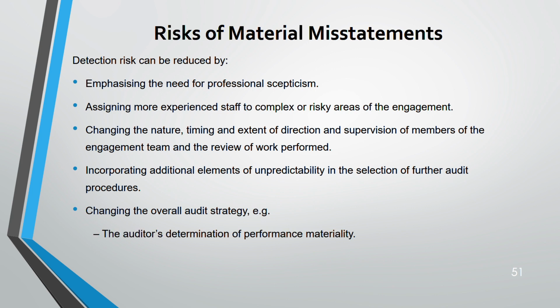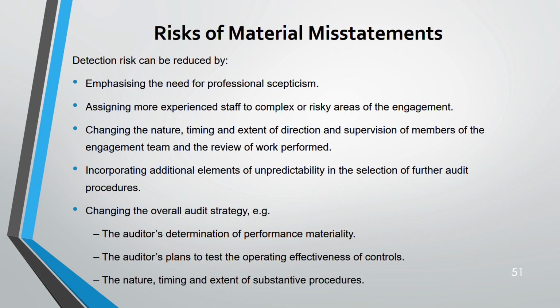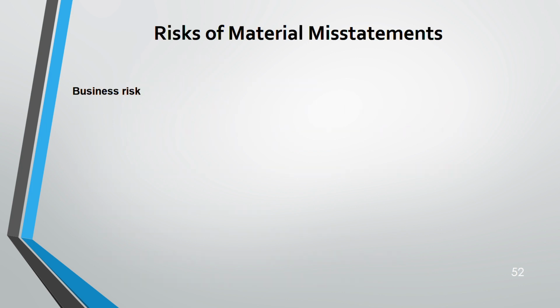Example, the auditor's determination of performance materiality. Performance materiality we have covered earlier, right? Setting a materiality at a lower level. The auditor's plan to test the operating effectiveness of control. And the nature, timing, and extent of substantive procedures. All this comes under audit strategy, which you can change and reduce your detection risk.